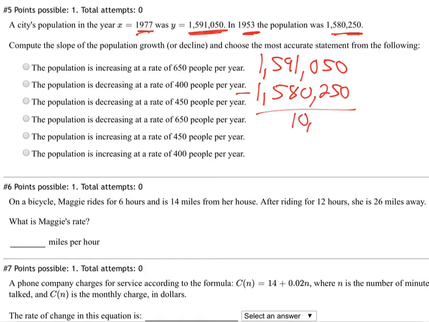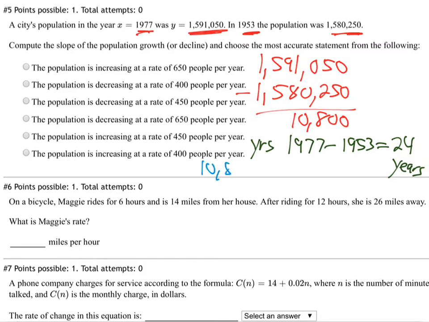10,800? Great, thank you. So it looks like the population went up by 10,800 during those years. And then how many years was that? 24. Was it? Yeah, so we just take 1977 minus 1953. Oh yeah, you're right on. 24 years. So it went up 10,800 in 24 years.